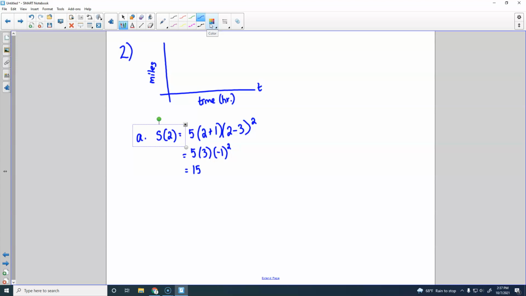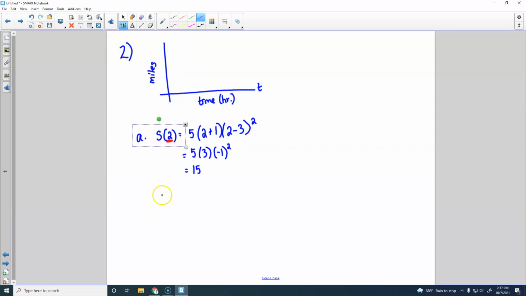But S of 2 equals 15. Make sure you label it S of 2. And so now we need to talk about what that means. First of all, our T, which is on our x-axis, what does it equal? Time. So when time is 2 hours, this is your x. Right here, 2 is your x.